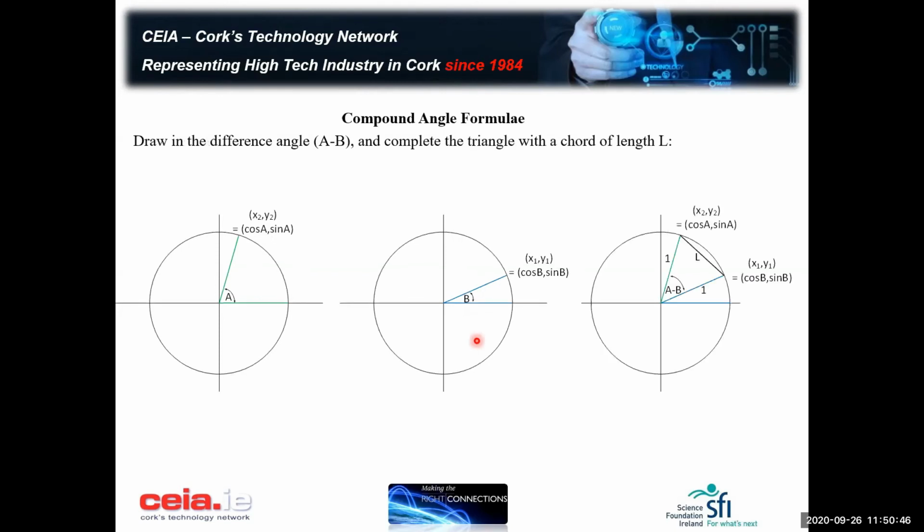And then we draw them on the same circle, A and B here. And the angle between A and B is obviously A minus B. The angle between those two lines is A minus B. And you can see that those two lines will describe a triangle inside a unit circle. So we complete that triangle with this chord of length L. And we find that we have an isosceles triangle here, two sides of length 1 because they're radii of the unit circle, and a chord of length L that we can determine later.